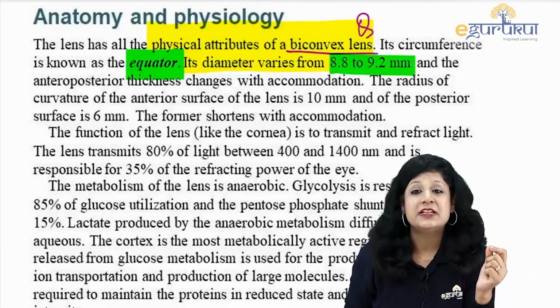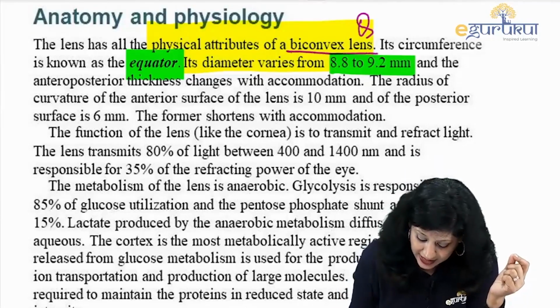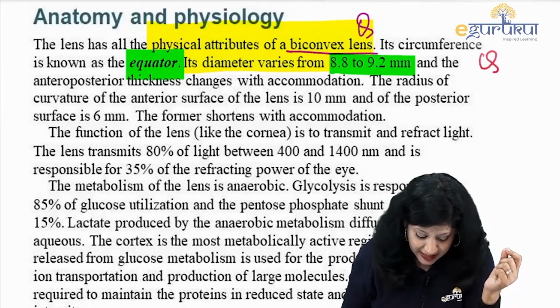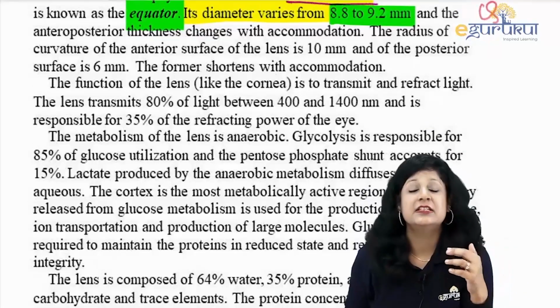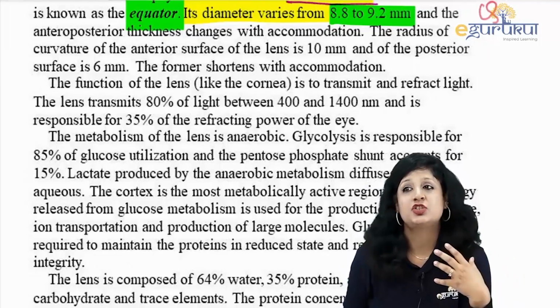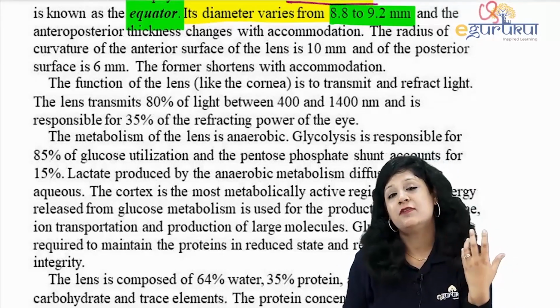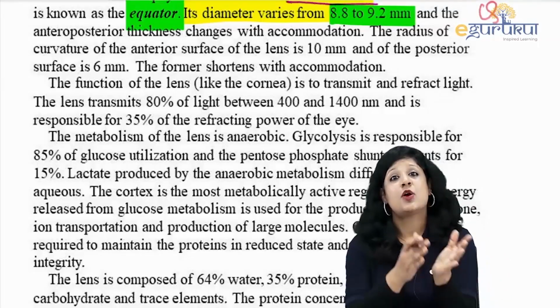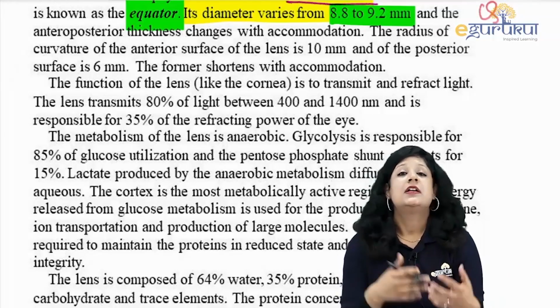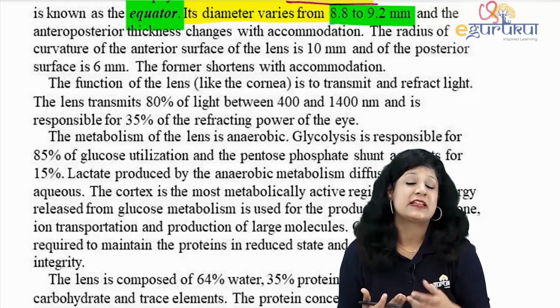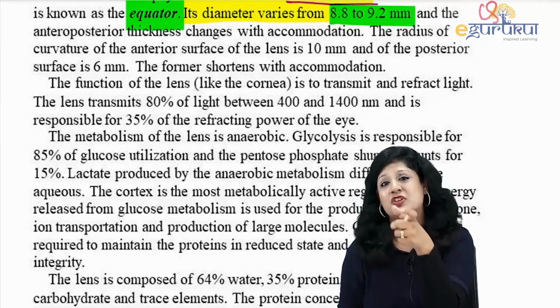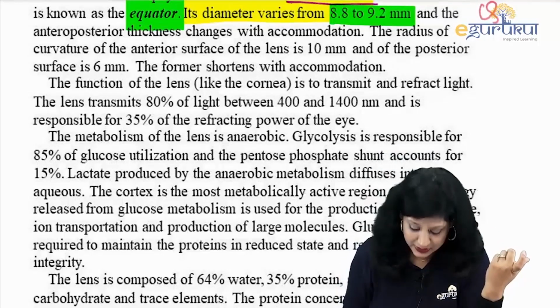So its diameter is 8.8 to 9.2 mm, and the anteroposterior thickness changes with the accommodation, which we already know from optics and refraction. When the accommodation takes place, there is a contraction of the ciliary muscle, there is loosening of the zonules, and therefore there is a change in the anteroposterior diameter.